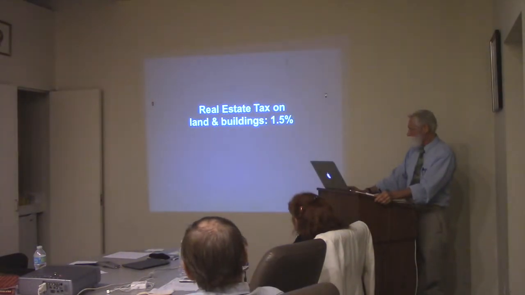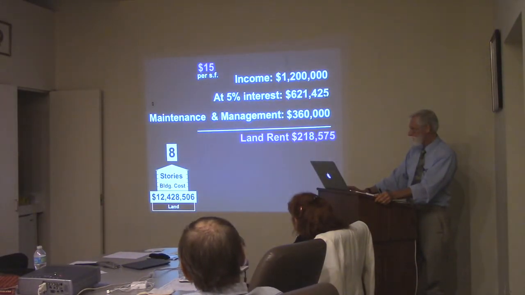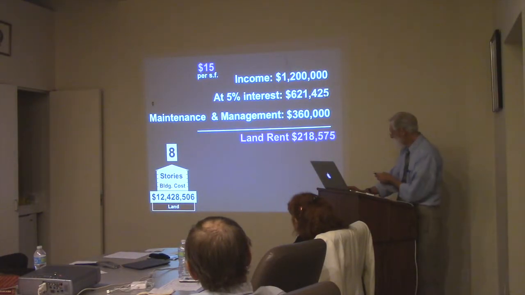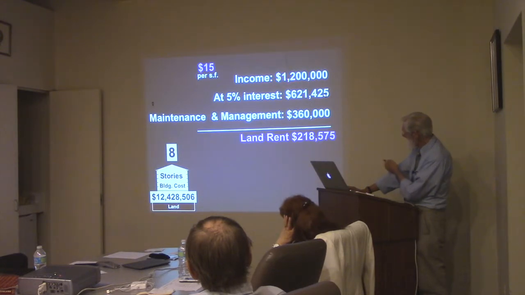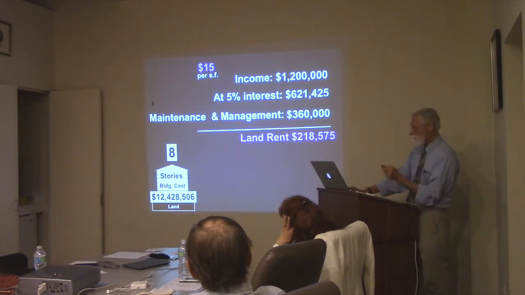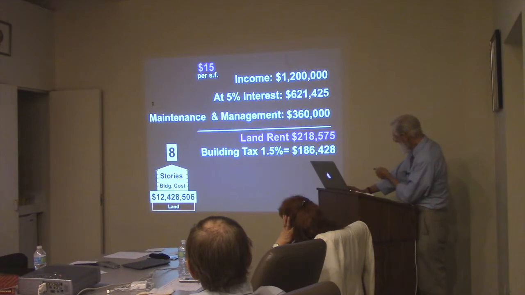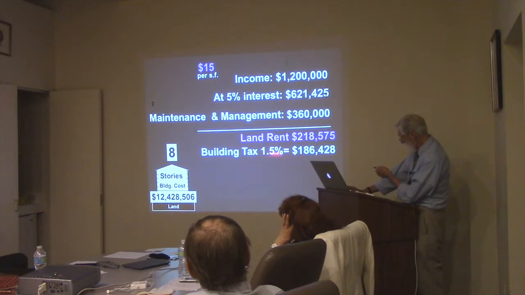Now we've got to apply the real estate tax. Ooh, 8 stories? 8 stories, the income at $15 a square foot is $1,200,000. We subtract the interest on the $12 million building and the maintenance and management, and we get $218,575. We put a building tax, we subtract that, 1.5% of 12 million, and we get 186,000.